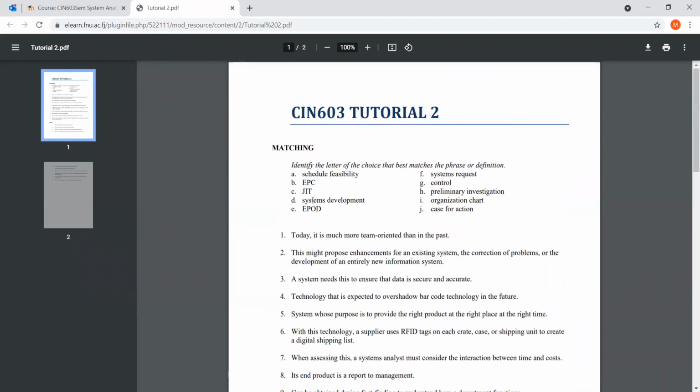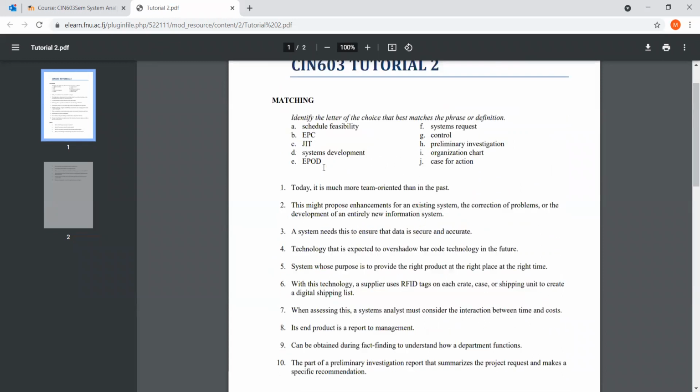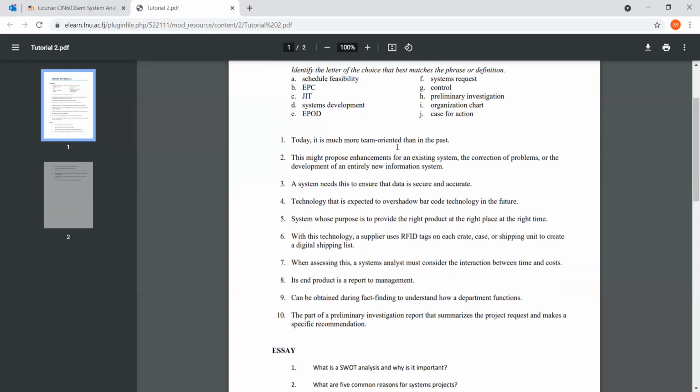Now let's go over it. Now, CI 603 tutorial 2. First of all, you have a matching question. If you're not able to see the screen on Zoom, do let me know. Identify the letter of the choice that best matches the phrase or definition. So you have a few words: schedule feasibility, ETC, JIT, systems development, EPOD, systems request, control, preliminary investigation, organization chart, and case for action. Very quickly we'll go and answer them.